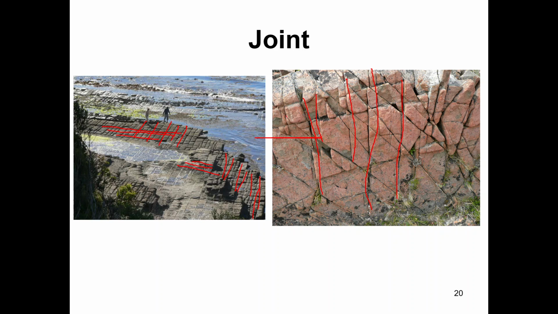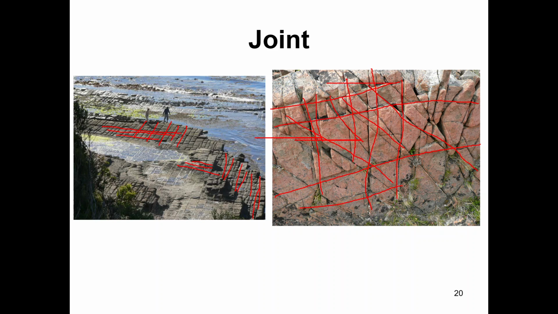We have another set here, almost parallel in direction. So the second set, and we have another set here. You can see some are quite long, some are short; this is the persistence. This is another set. We have three sets of discontinuity here. So that is the joint.